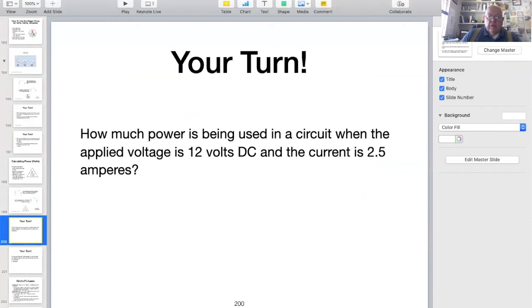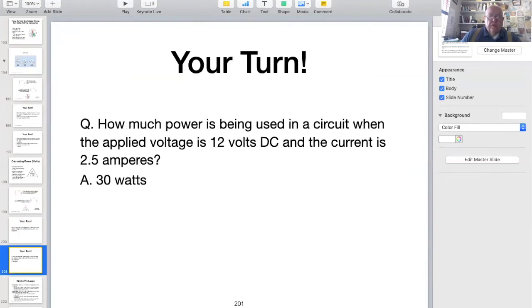So stop the video and solve the questions on this slide. When you have the answer, start the video and let's see how you did. Did you multiply 2.5 amps by 12 volts and get 30 watts as the answer? If so, excellent. If not, you may want to back up and review this section again.